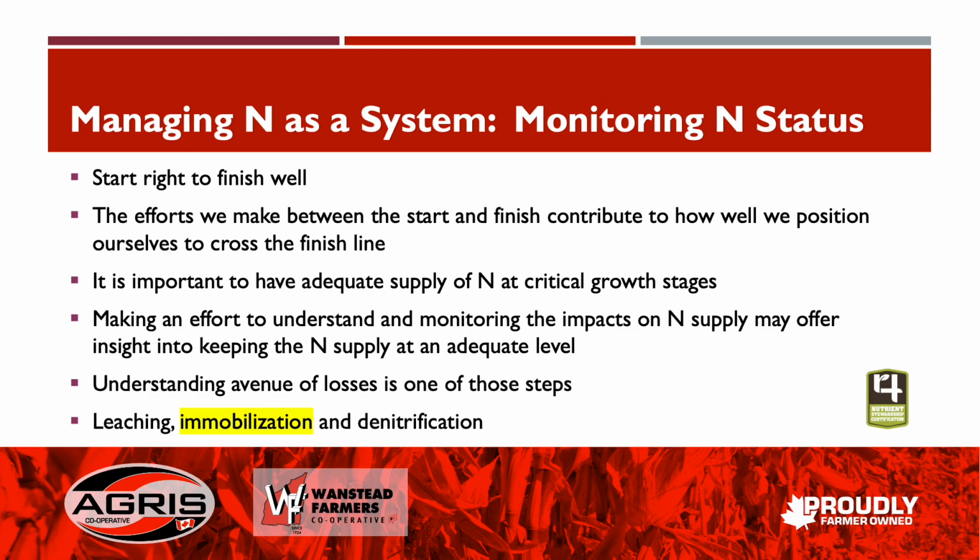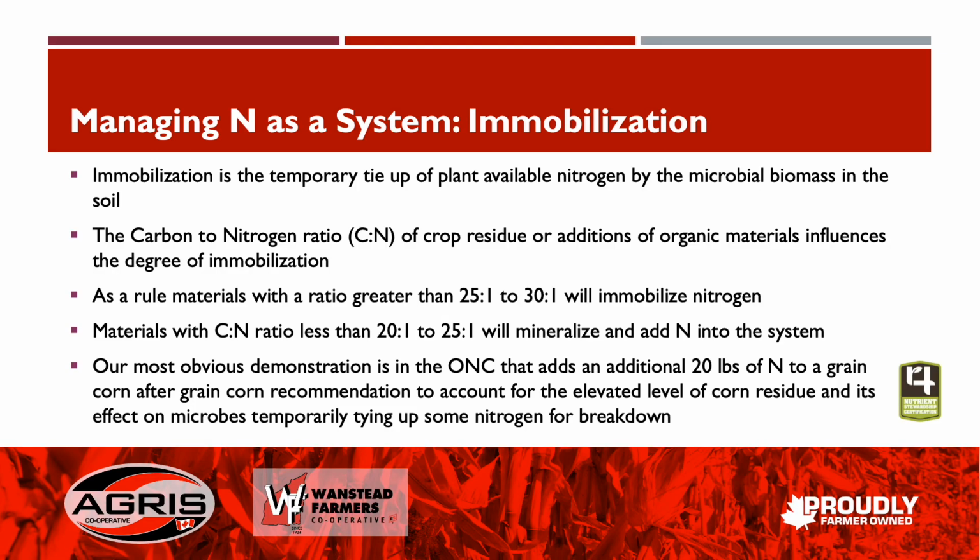Back today to talk about managing nitrogen as a system, carrying on with the monitoring of nitrogen and the different forms and avenues for loss. So today we're going to talk about immobilization, which is the temporary tie-up of plant-available nitrogen by the microbial biomass in the soil. It is the carbon to nitrogen ratio of crop residues or any organic amendments to the soil that influence the degree of immobilization.